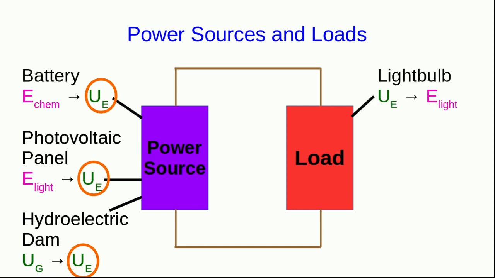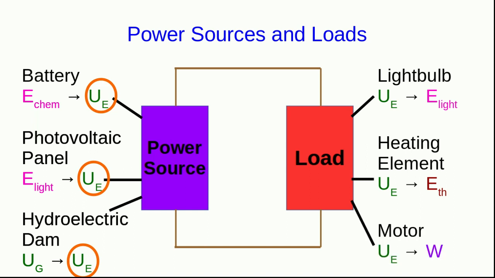Meanwhile, the load can be any number of things. It could be a light bulb converting electric potential energy into energy carried by light. It could be a heating element converting electric potential energy into thermal energy, or a motor converting electric potential energy into mechanical work being done on some object. But again, the common theme is that they are all converting electric potential energy into some other form of energy.